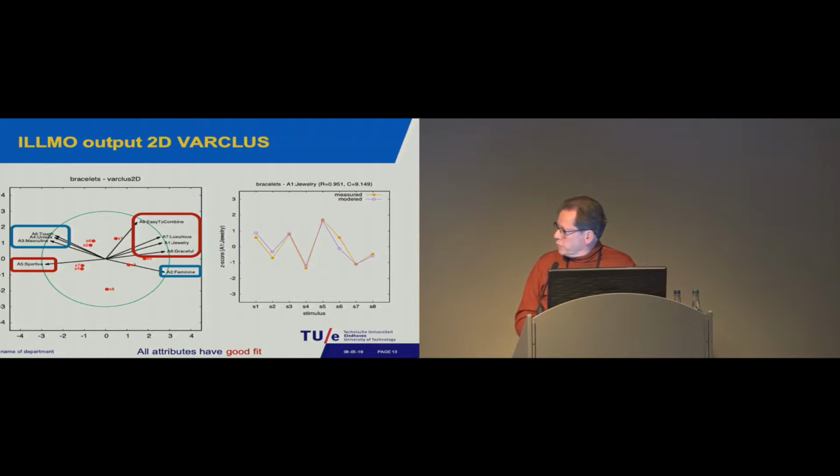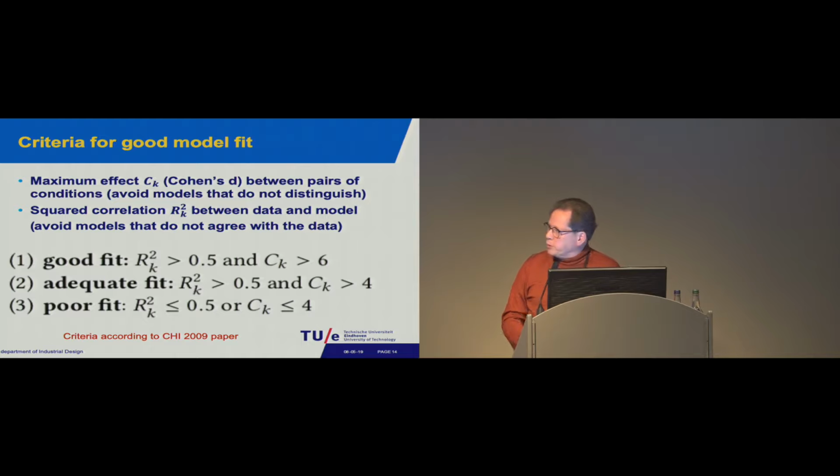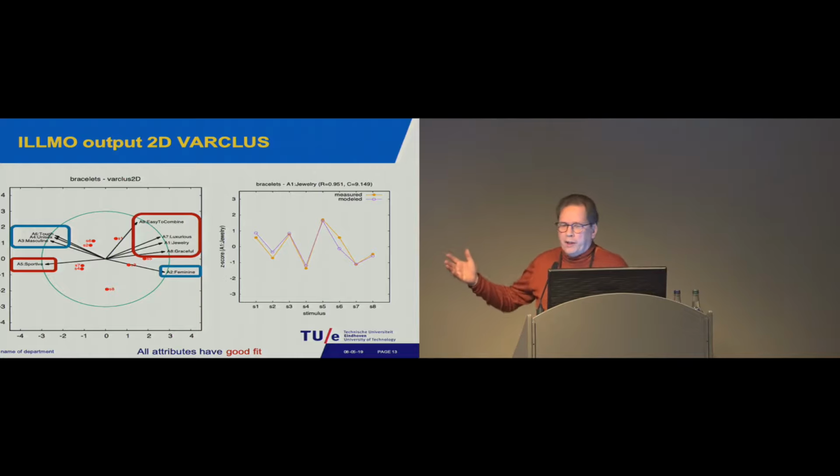And what makes it a textbook example is that in the paper we also describe a way to characterize whether the model is actually a good fit to the data, an adequate fit to the data, or a poor fit to the data. So these terms will come back. But why it is a textbook example is that everything fits well in this case. So nothing wrong, and it fits well in 2D.